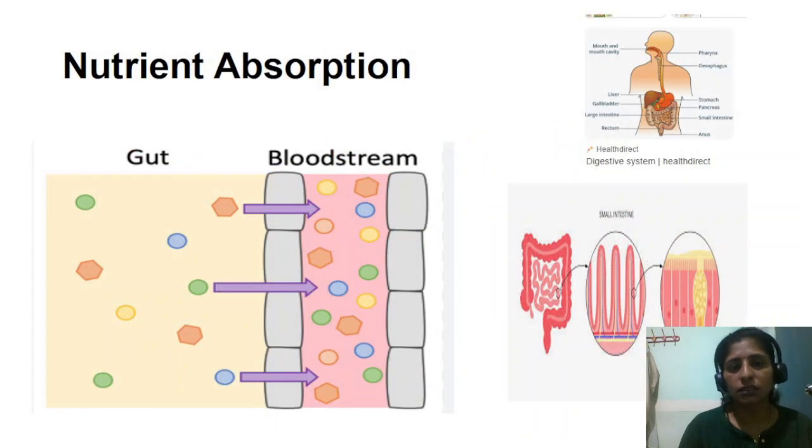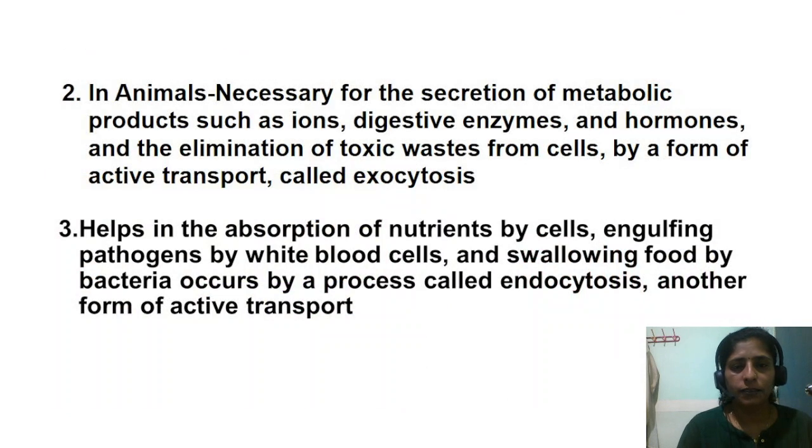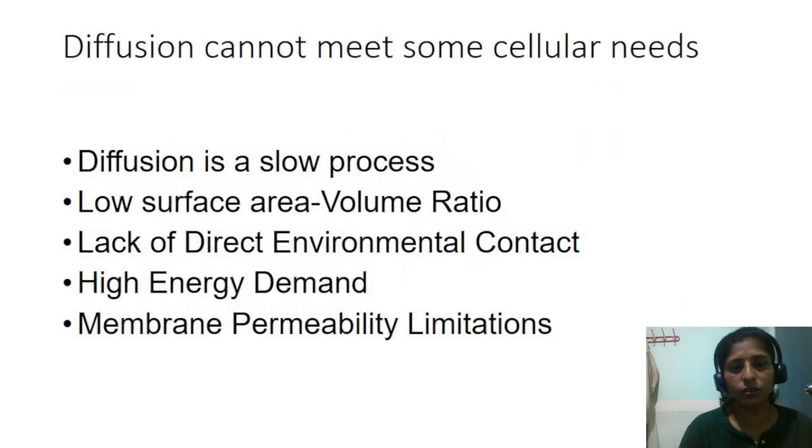See here, these are nutrients absorbed inside the gut. The nutrients are forced to be absorbed into the bloodstream against the concentration gradient. This is not only at a very big level; in between the cells also, active transport always helps the passing of the molecules.